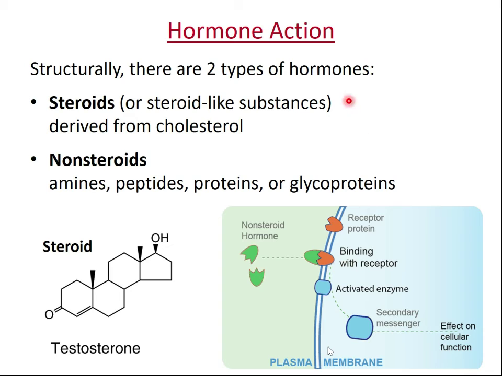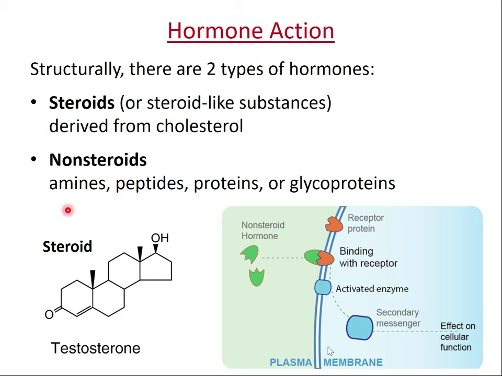Hormones are of two different types, two broad categories. They are divided depending upon their structure. They can either be steroid hormones or non-steroid hormones. Steroid hormones are derived from cholesterol, so they will have this ring-like structure forming steroid structures.